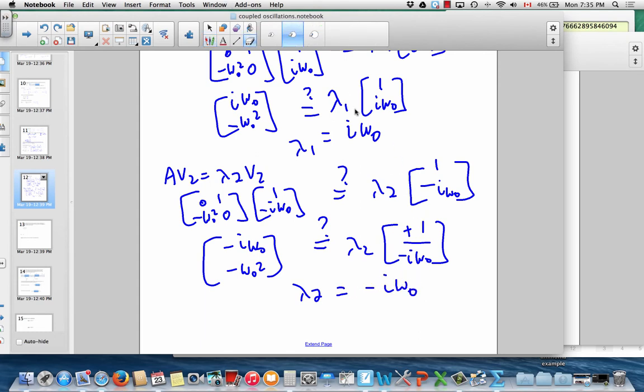And that's not supposed to be a bar, that's not supposed to be a fraction at all. That's just the second element in the vector. So there's the first element, there's the second. If we multiply minus i omega naught by 1, we do indeed get that. If we multiply minus i omega naught here, minus times minus is plus, i times i squared is negative 1, omega naught times omega naught is omega naught squared. So those are the two eigenvalues.